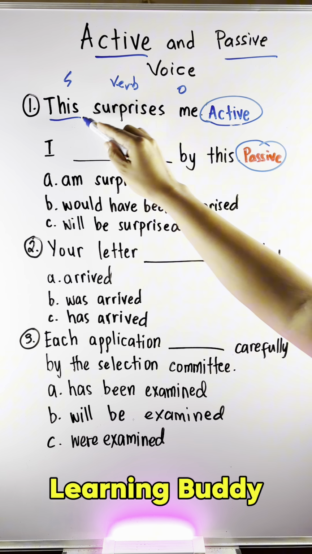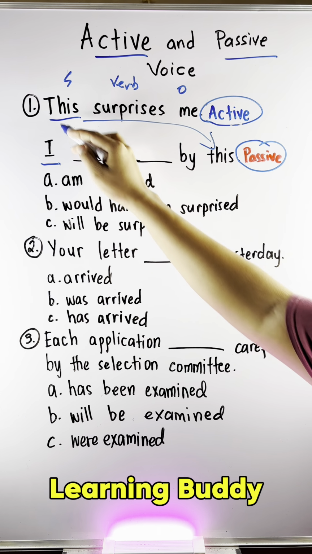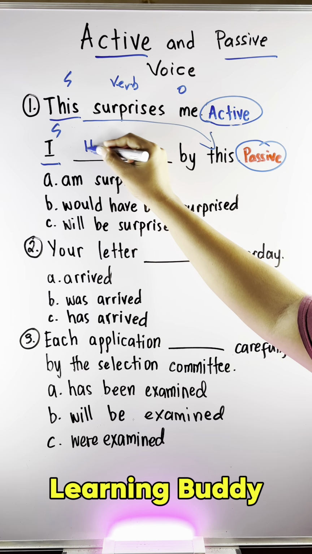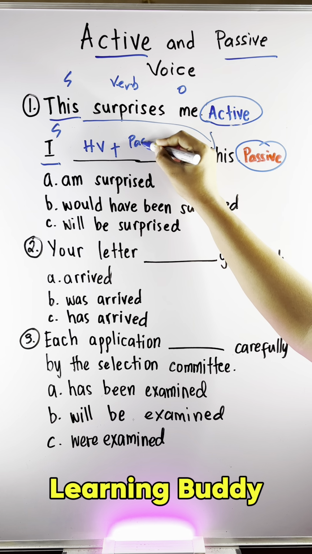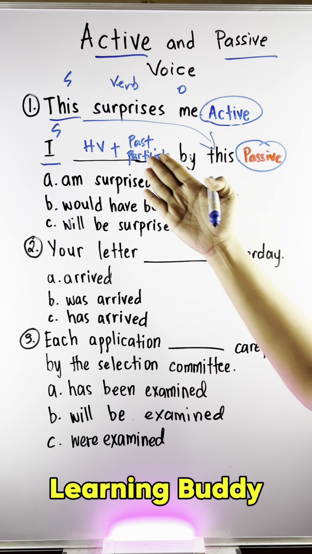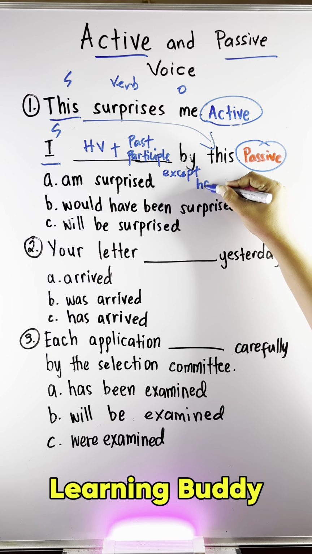To change this sentence from active to passive voice, we have to identify the object of the active sentence and make it the subject of the new sentence and use the form of the verb to be, or the helping verb, which will be followed by the past participle of the main verb. Remember the format: subject, helping verb plus past participle.